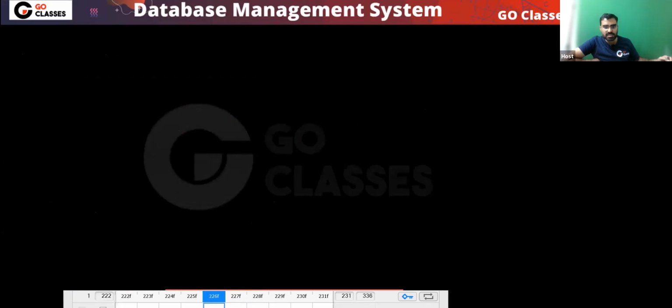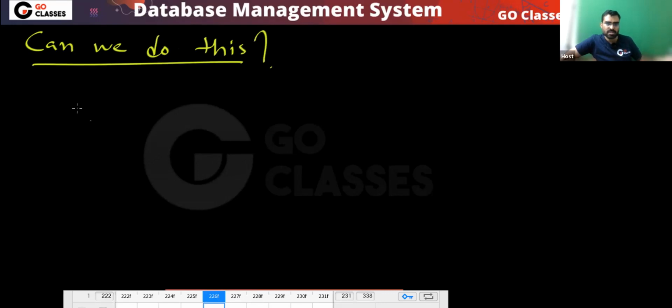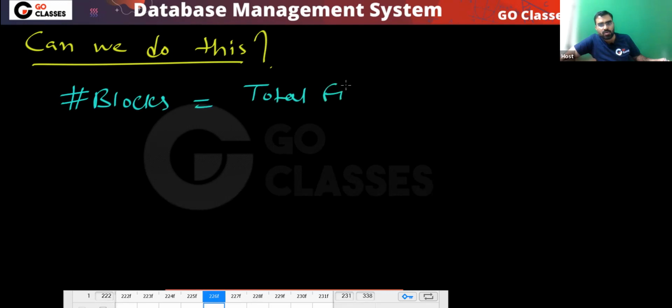Yeah, okay. So this is a very nice point. Ekta is asking, can we do this? Number of blocks is equal to, what do we do? Can we do this? Number of blocks is equal to the total file size you find divided by block size.